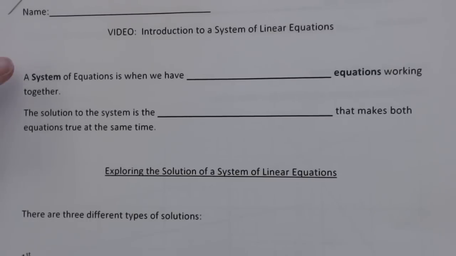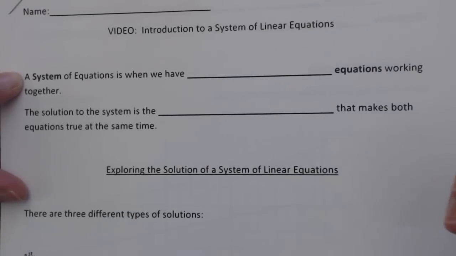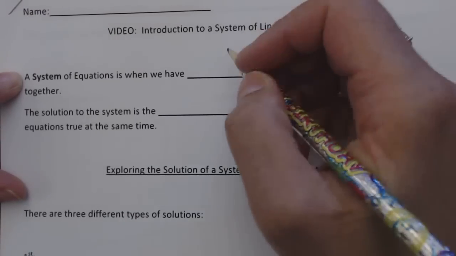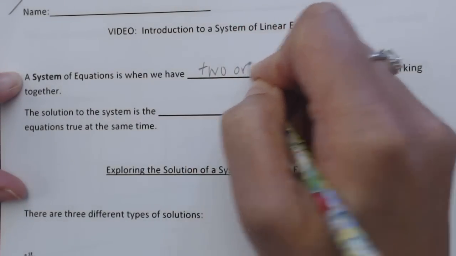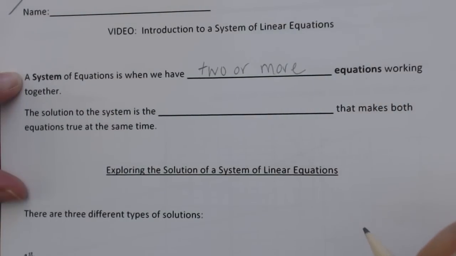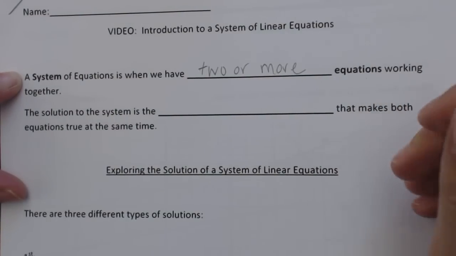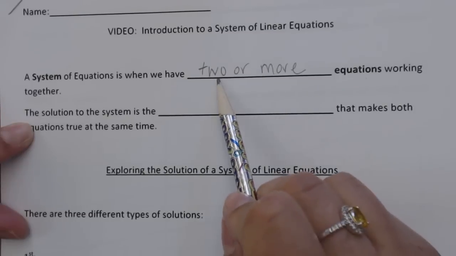Let's get started. First, a system of equations is when we have two or more equations working together. So let's fill that out. When we have two or more equations working together. So we're working with just one, now we're going to be working with two. You could have 3, 4, 5, but we're just going to start with the two.